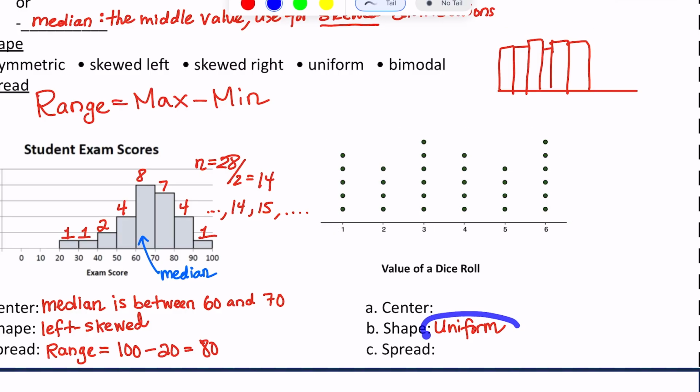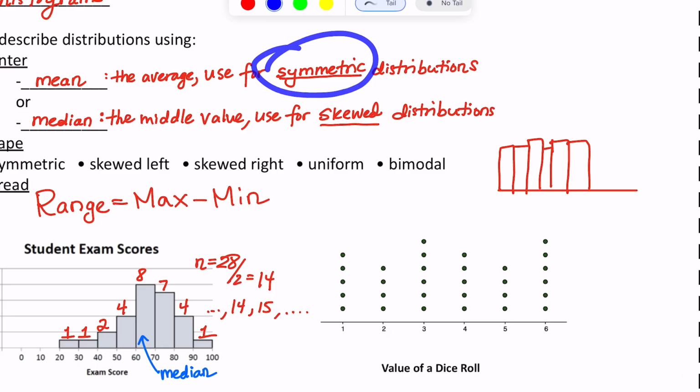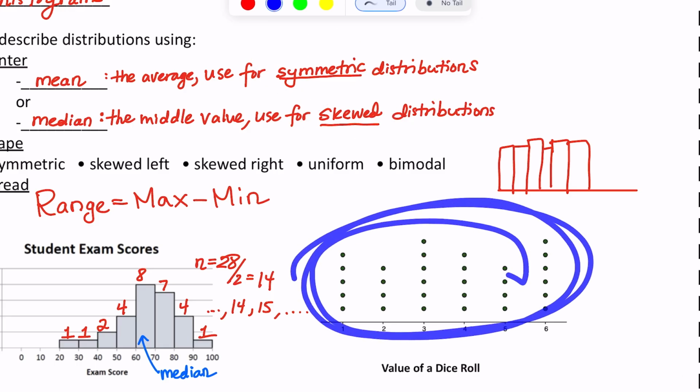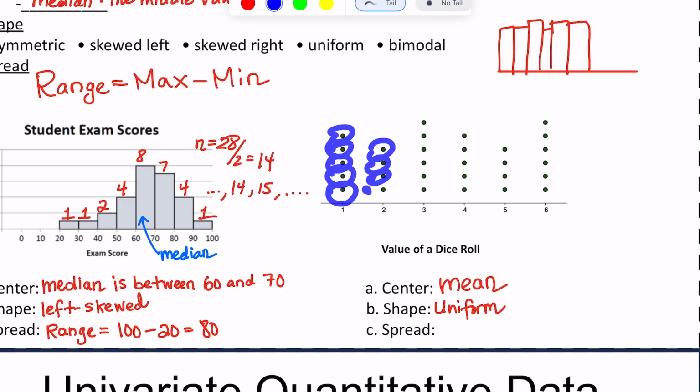So, it's uniform. Also, to determine what measure of center do we use? Well, we need to decide whether it's symmetrical or skewed. And in this case, I would say it's roughly symmetrical, which means we need to calculate a mean instead of a median. Okay, how do I calculate the mean? Well, what I need to do is take all of these individual data points, add them all together, and then divide by the total number of numbers.